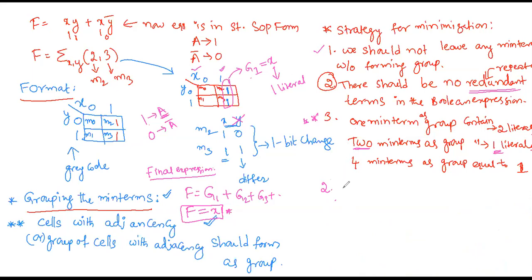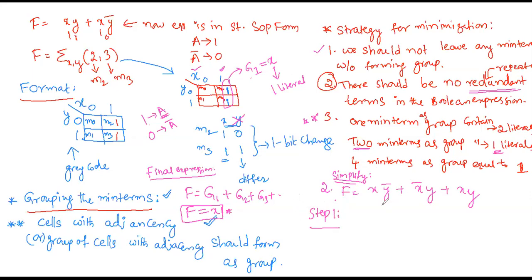Okay, simplify the below Boolean expression. F is equal to xy bar plus x bar y plus xy. Simplify this Boolean expression. To simplify the given Boolean expression, step 1, convert the given expression into standard SOP.